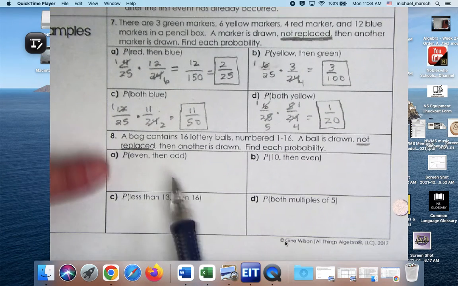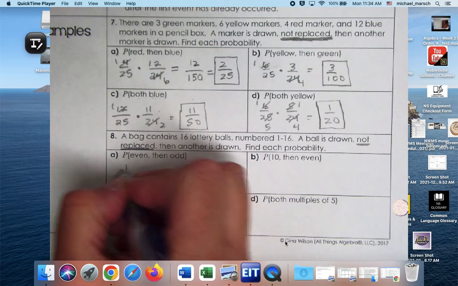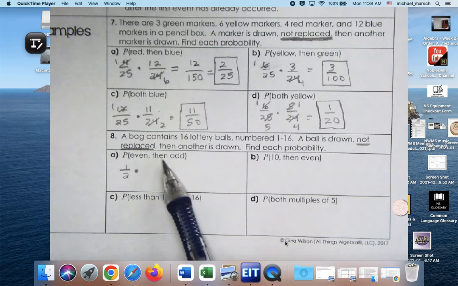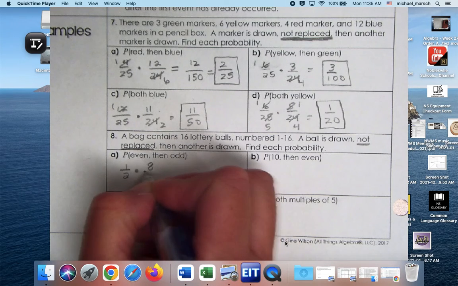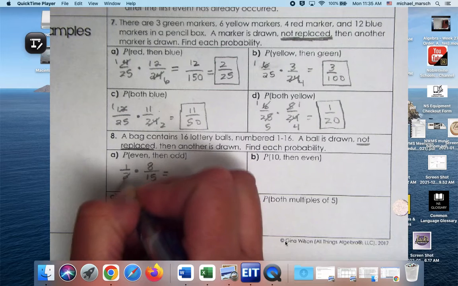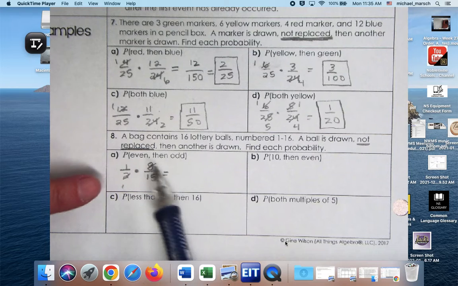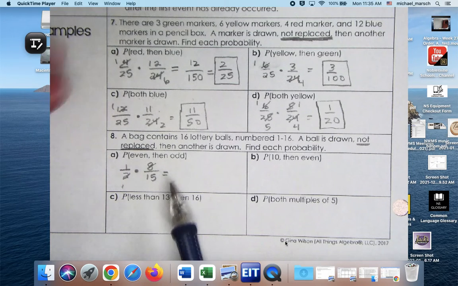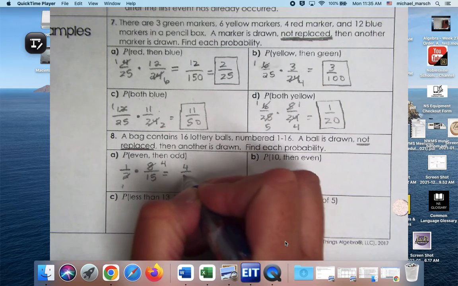All right, what's the probability first of getting an even number? 8 out of 16, which is 1/2. And then how about an odd number? The first one is not replaced. 8 out of 15. There's 8 odd ones left, only 15 left. You said it's not replaced. So if I take out an even number, that means my total now is only 15 left. But there's still 8 odd ones.